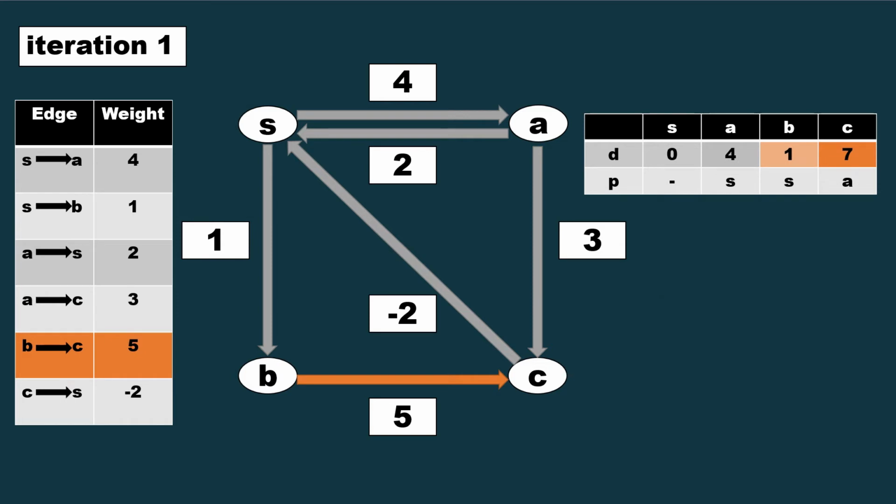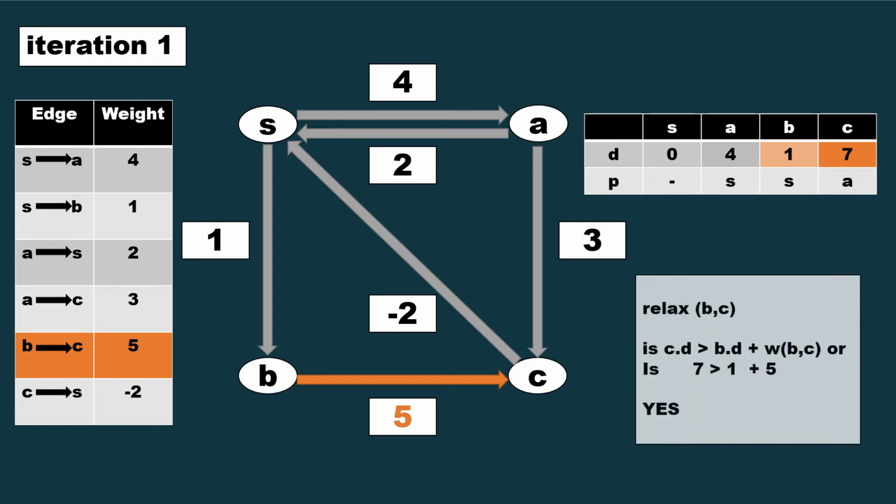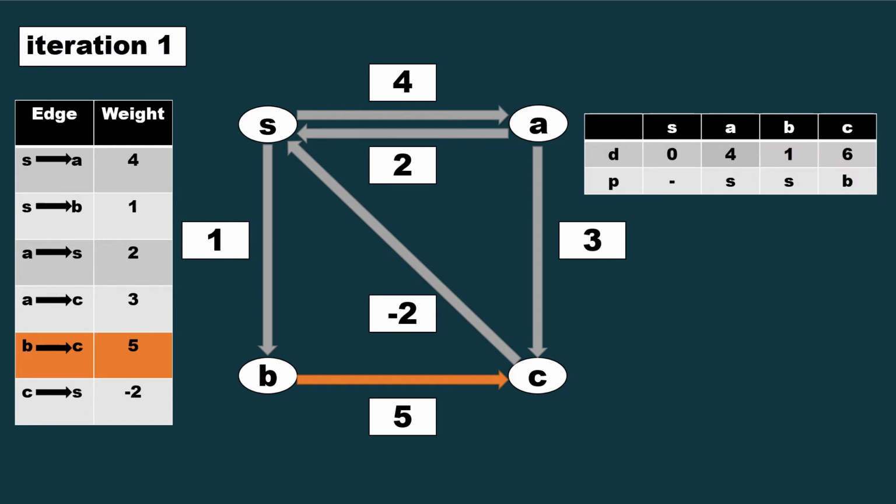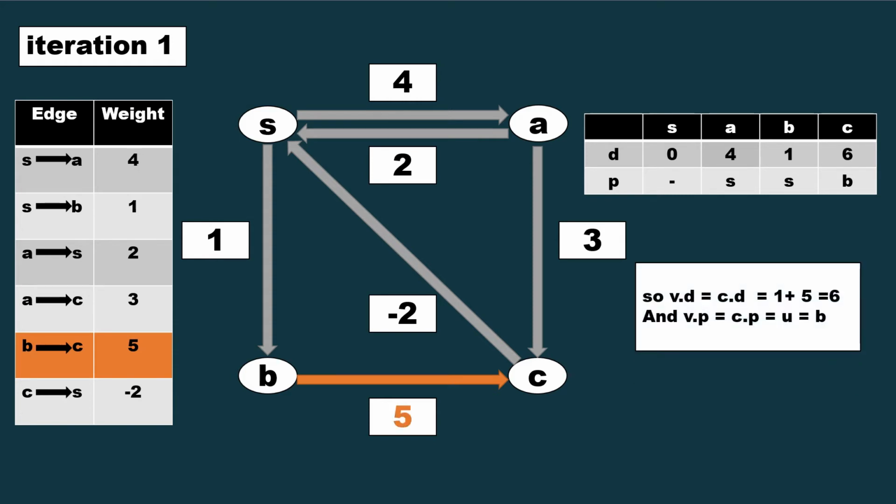Proceed to our fifth edge. Relax BC. Is 7 greater than 1 plus 5? Yes. And then update. Vertex C in distance has now the value of 6 with the predecessor of B.